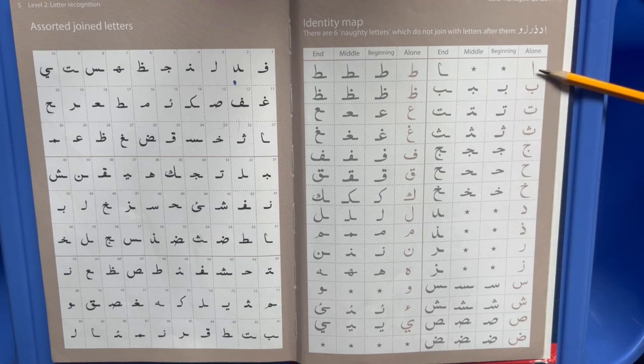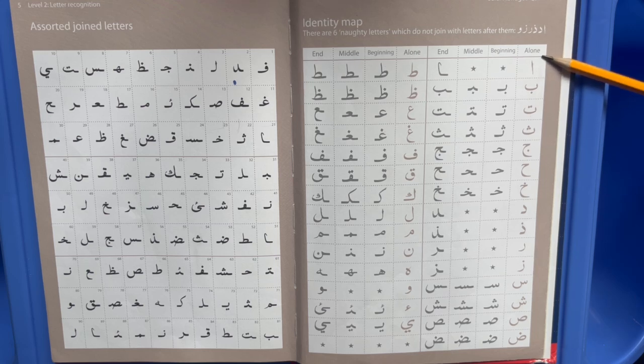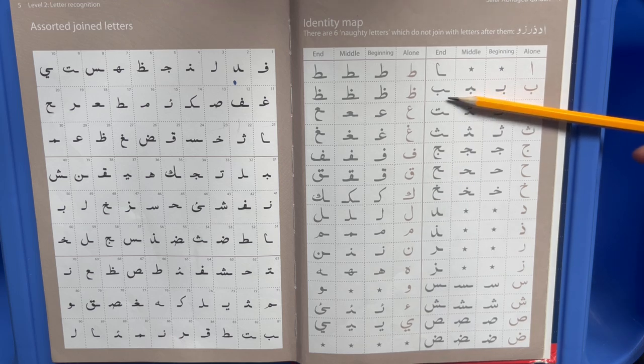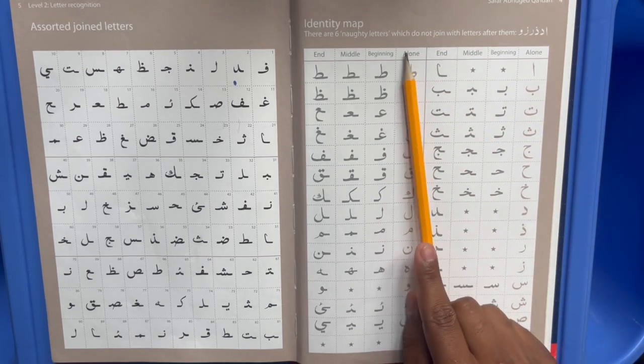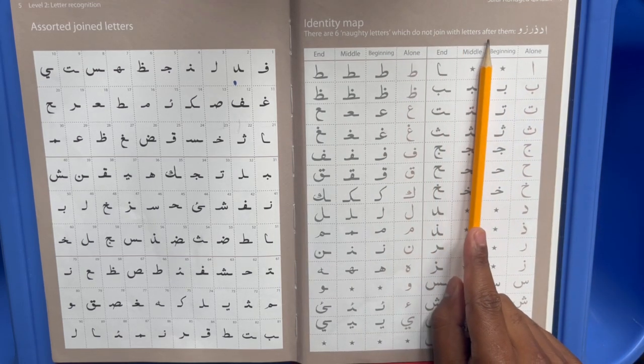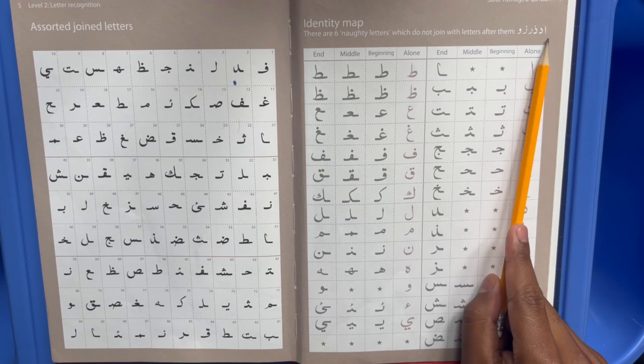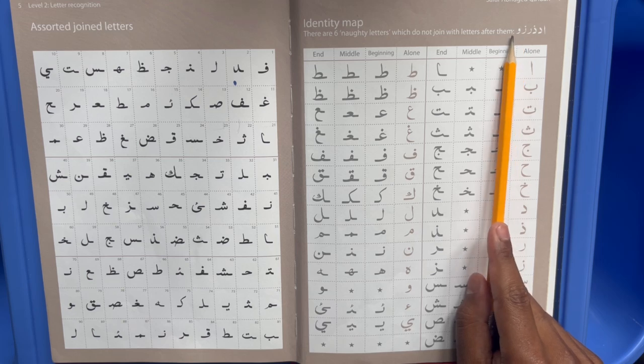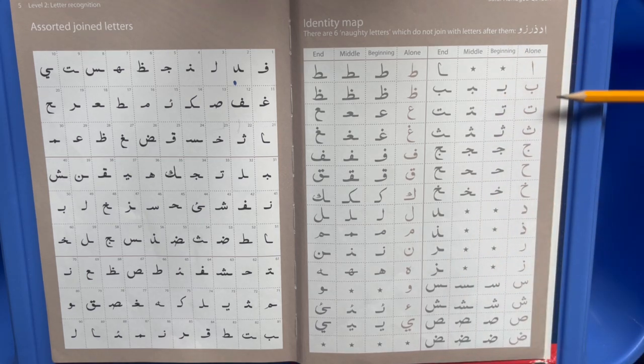As we can see here on this page, letters can sometimes be alone, sometimes they are at the beginning, sometimes they are in the middle, and sometimes they are at the end. There are 6 letters which we call the naughty letters, which do not join with any letters after them. These letters are alif, dal, dhal, ra, za, and waw. So before doing anything else, we should have a look at all of these letters and try and recognize them to see what each one looks like.